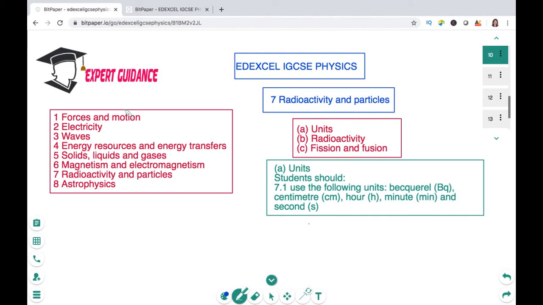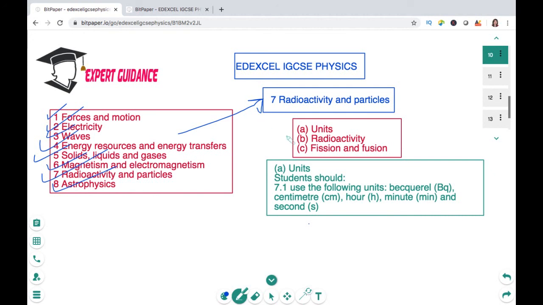Today in this video we will be covering topic 7, radioactivity and particles, of Edexcel IGCSE Physics. Just to remind you, for your physics paper you need to cover 8 topics: forces and motion, electricity, waves, energy resources and transfer, solids, liquids and gases, magnetism and electromagnetism, radioactivity and particles, and astrophysics. And this video is focusing on radioactivity and particles.